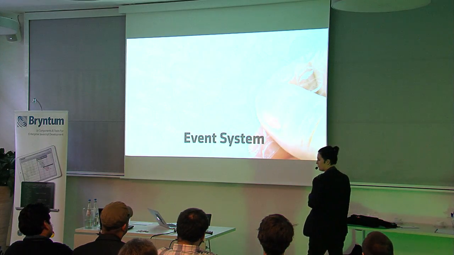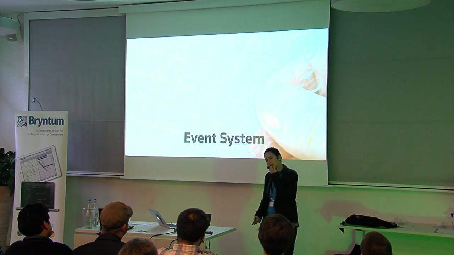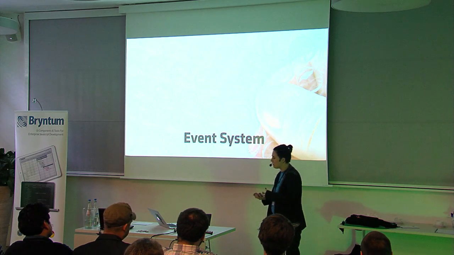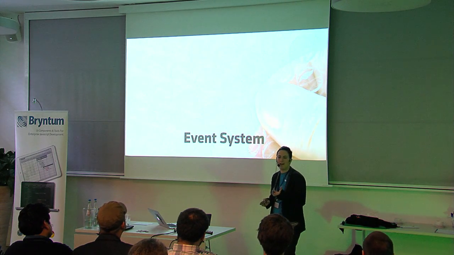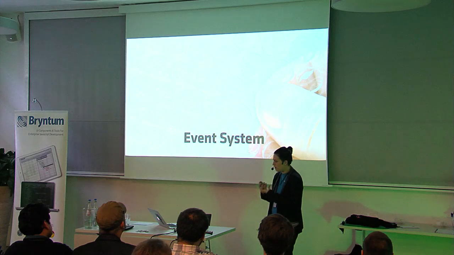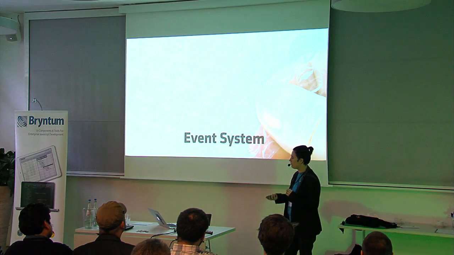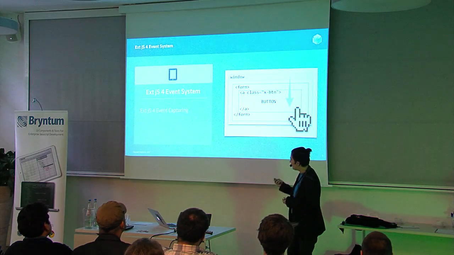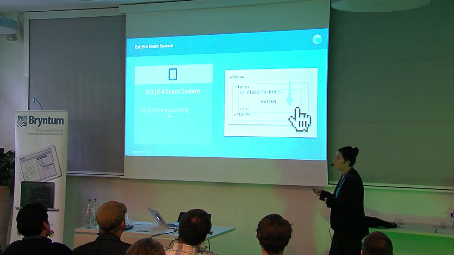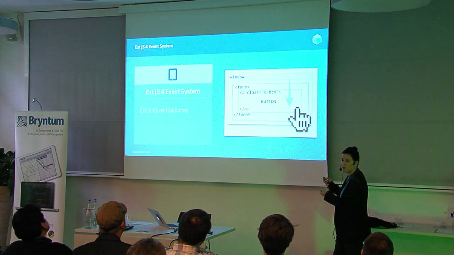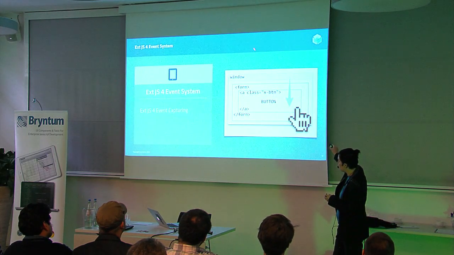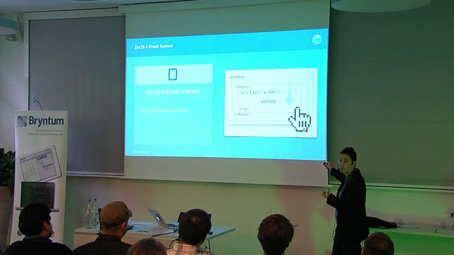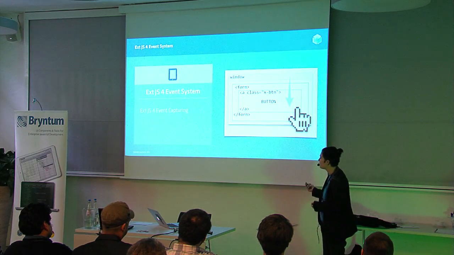So let's start with the event system. In the new event system, we moved away from the attached DOM listeners. It was a delegated event model, and now I will show you the difference. In Ext JS 4, what happened was, we call it event capturing. For example, if you have a form and you tap on a button in the form, the event will be captured all the way from the window, goes into the form, and then it will be fired from the button. So the button will fire the event last.